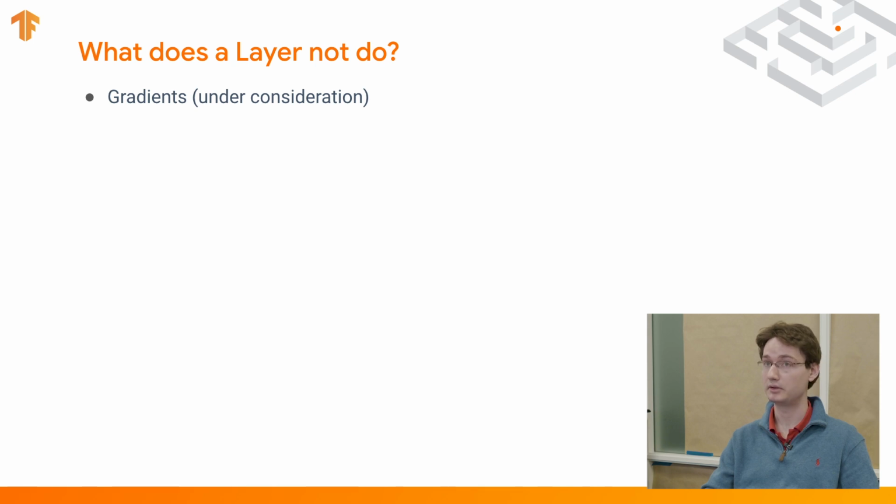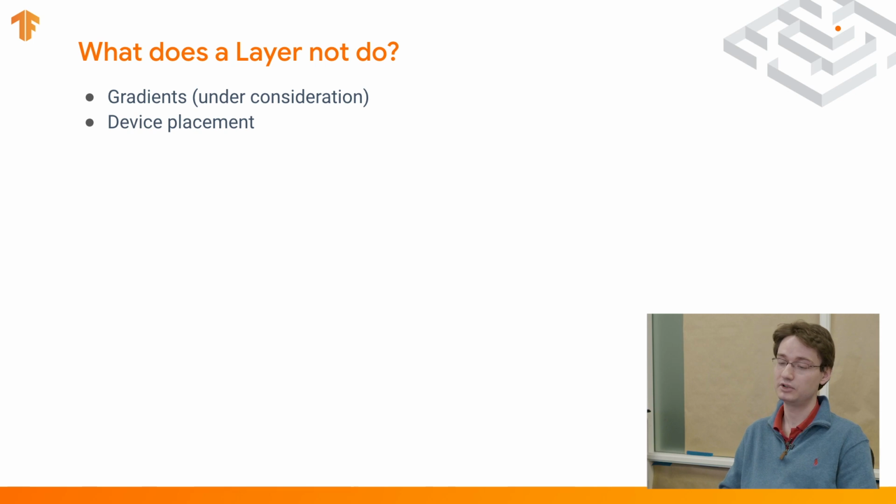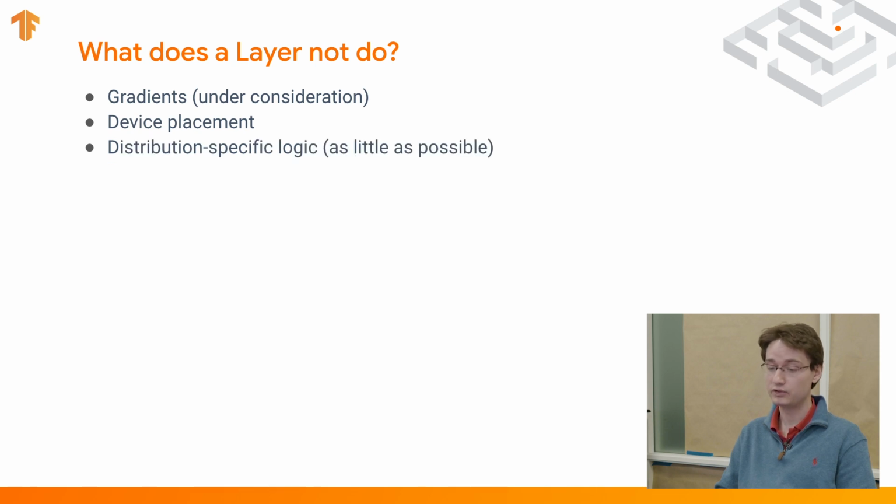You cannot specify a custom backwards pass on the layer, but this is something we're actually considering adding potentially, something like a gradients method on the layer. So it's not currently a feature. They do not support most low-level considerations, such as device placement, for instance. They do not generally take into account distribution, so they do not include distribution-specific logic. At least that should be true. In practice, it's almost true, so they are as distribution agnostic as possible.